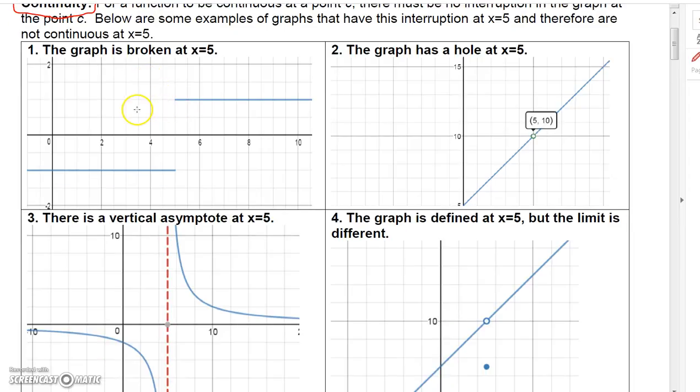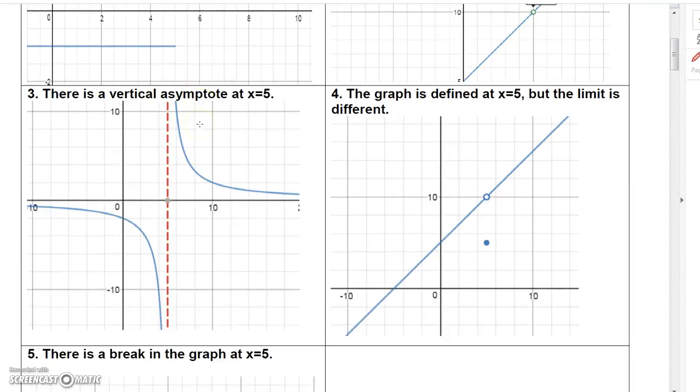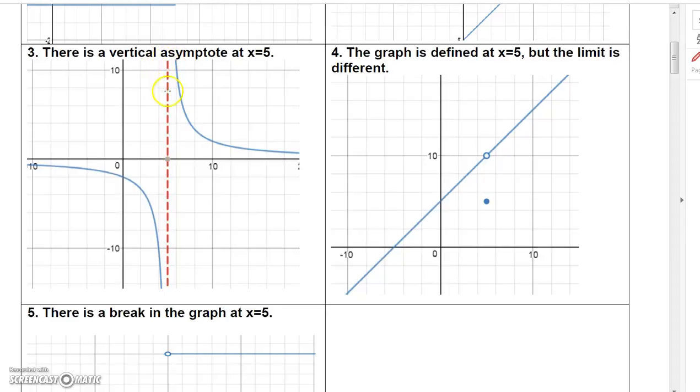Another way to think of this is, if you have to pick up your pencil to trace the graph, then you've got an interruption, and therefore it can't be continuous at that number. So for this graph, notice there's a break in the graph at x equals 5. So we don't have continuity here. For this graph, we have a hole in the graph at x equals 5. So we don't have continuity at x equals 5. For this graph, we have a vertical asymptote at x equals 5, so we don't have continuity.